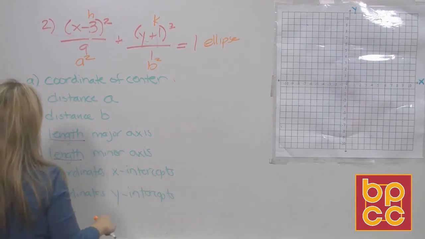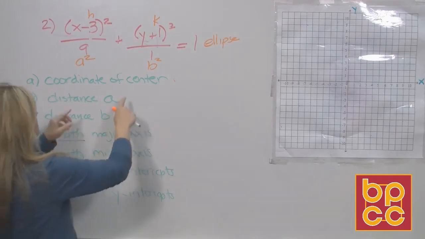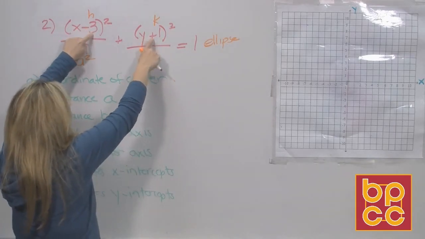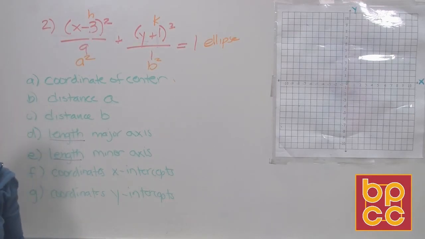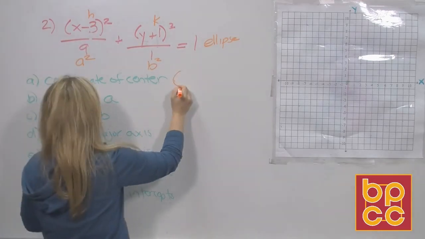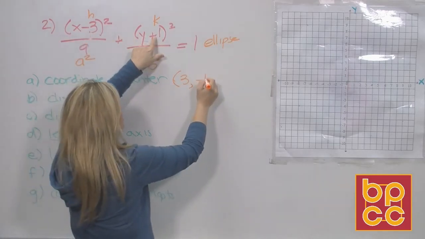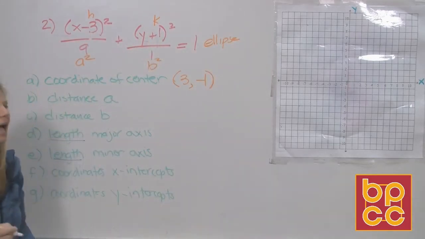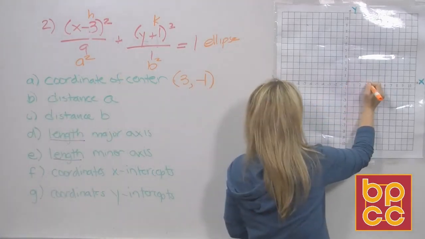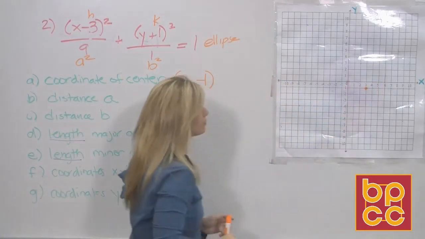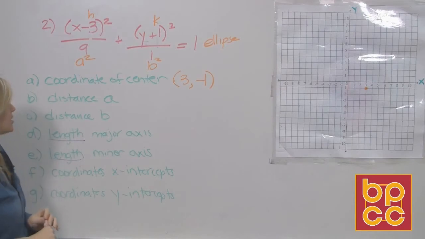So we talked about this with circles. It's also true with ellipses. When you tell me h and k, you give me the opposite, the additive inverses. So your h value is going to be positive 3. Your k value is going to be negative 1. And that's what you would plot. 3, negative 1.